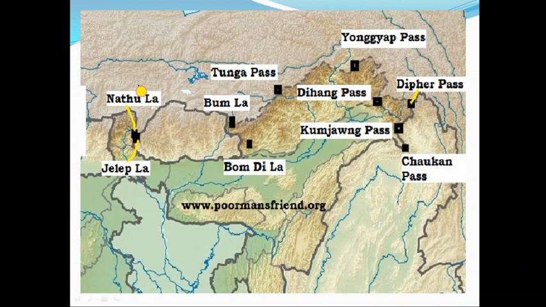Now let's move to Sikkim. In Sikkim, there are two important passes. These are Nathula and Jelepla. Nathula connects Sikkim with Tibet, and it was closed in 1962 but reopened in 2006. Then we have Jelepla, which connects Sikkim with Bhutan. Here we have Jelepla, and it passes through the Chumbi Valley, and it is also connected with Lhasa of Tibet.